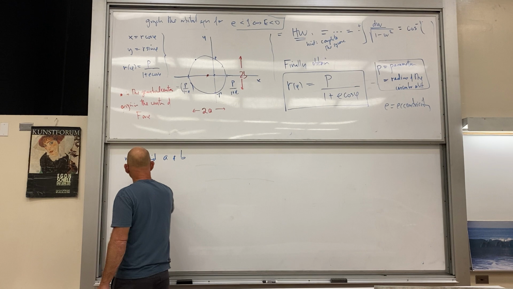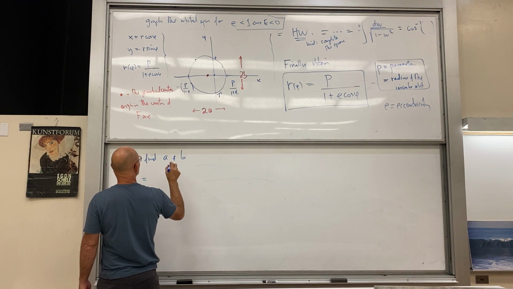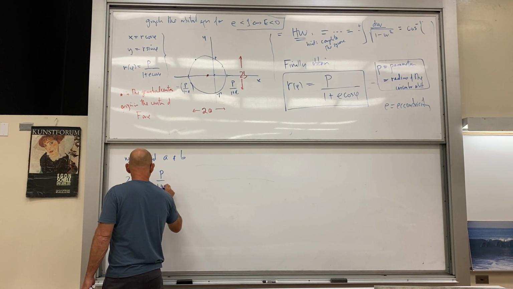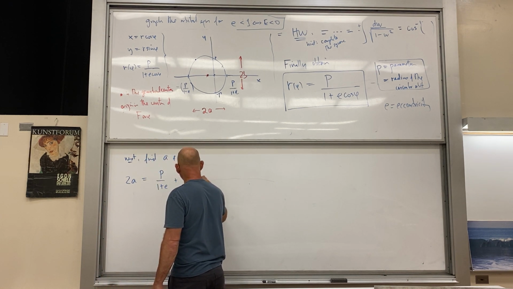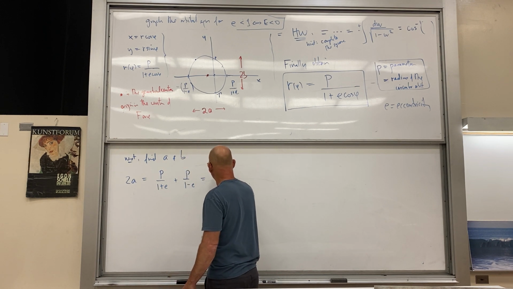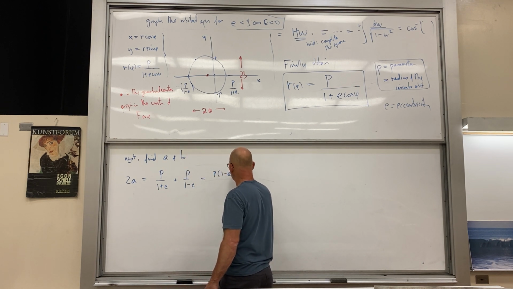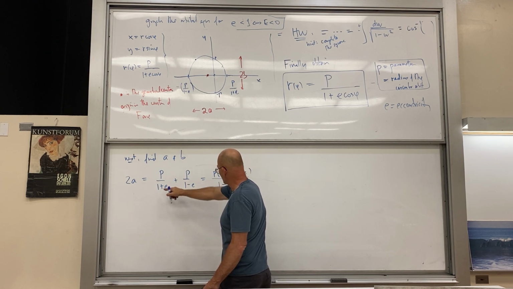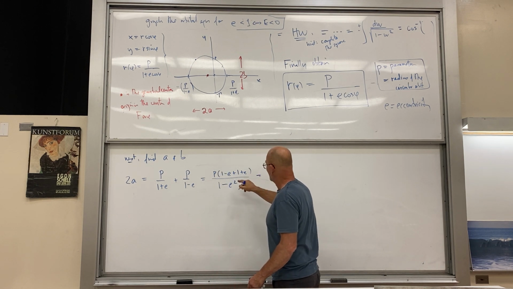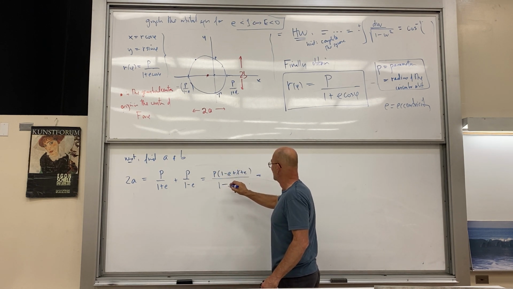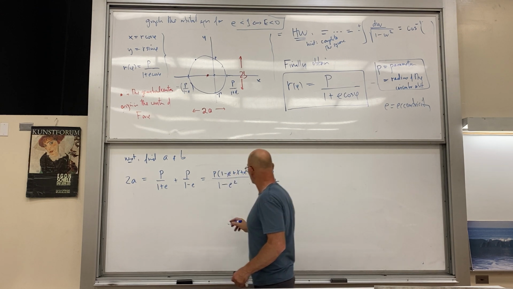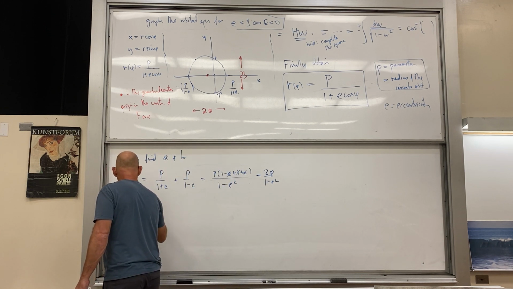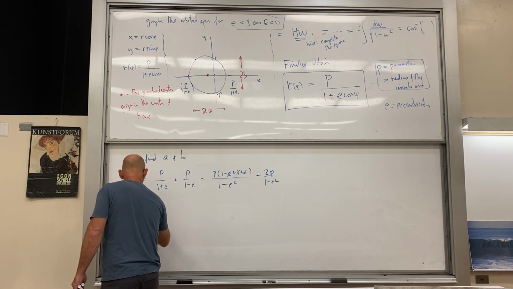And, you know, we have 2A is equal to P over 1 plus E minus a negative, so plus P over 1 minus E. So we have P times 1 minus E plus 1 plus E over 1 minus E times 1 plus E, so 1 minus E squared. E's cancel, so 2P over 1 minus E squared. So that's good. A is equal to P over 1 minus E squared.